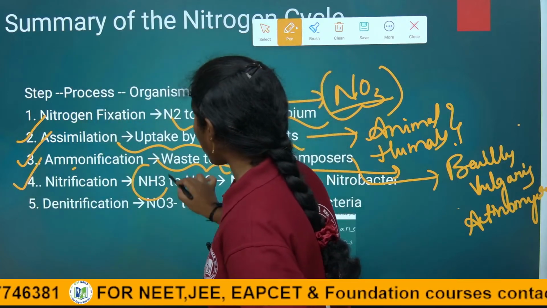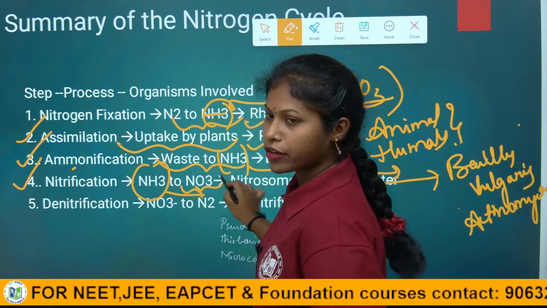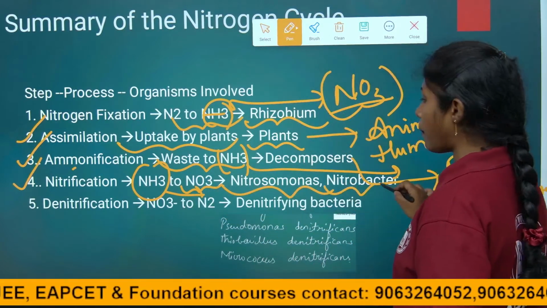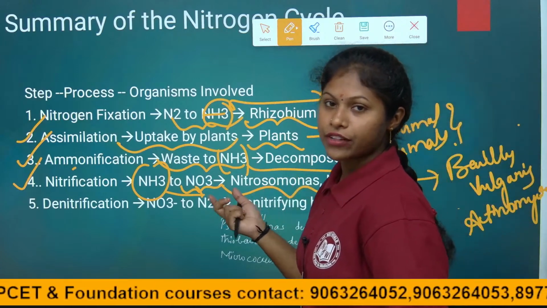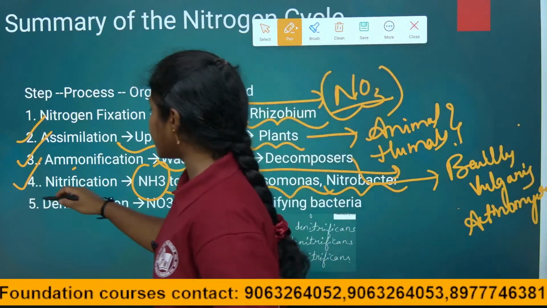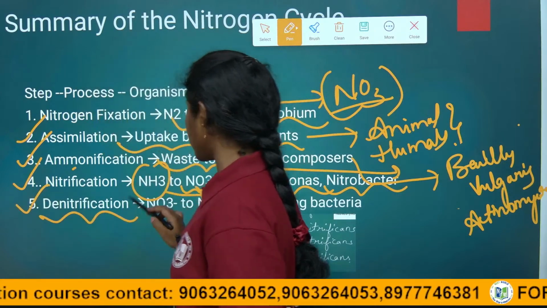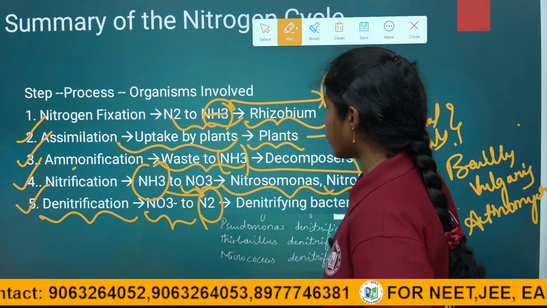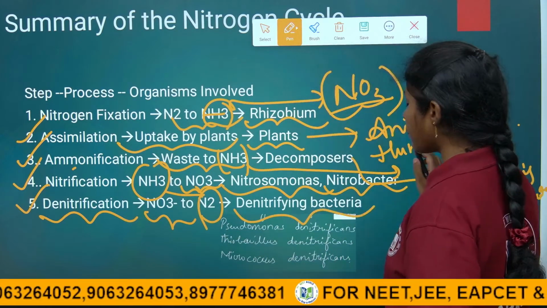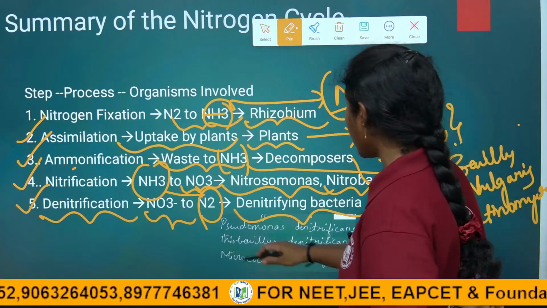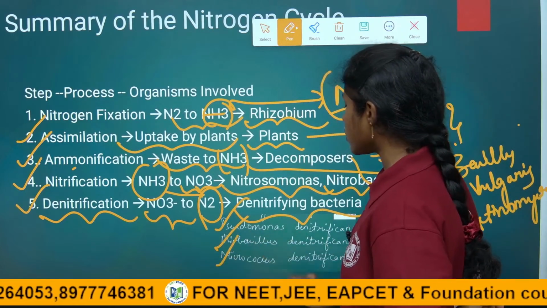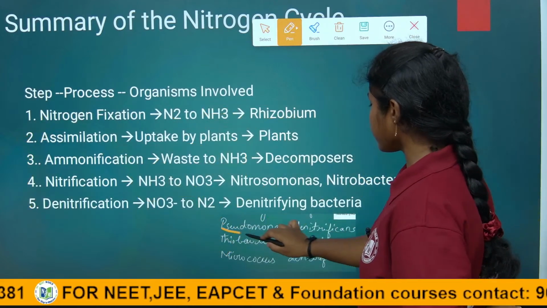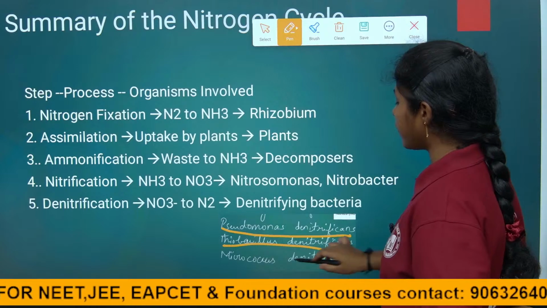In nitrification, these ammonium compounds are again going to get converted into nitrates with the help of Nitrosomonas and Nitrobacter. So we call them nitrifying bacteria. After nitrification, the last step is denitrification. In denitrification, the nitrate is going to be converted into nitrogen with the help of denitrifying bacteria. What are the denitrifying bacteria? Pseudomonas, Thiobacillus, Micrococcus, these are the examples of denitrifying bacteria.